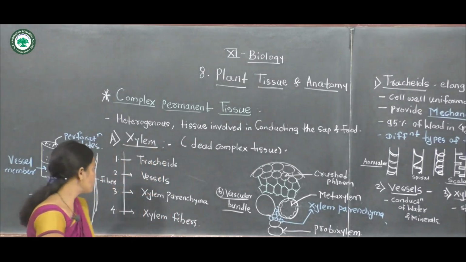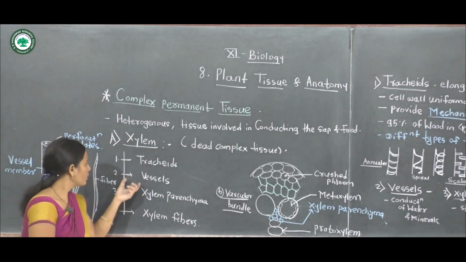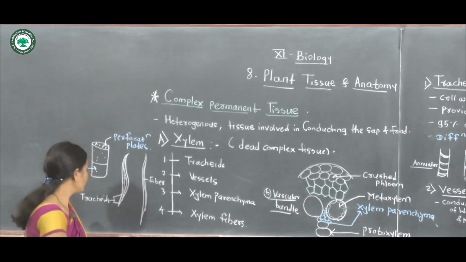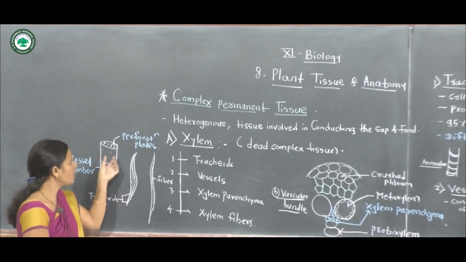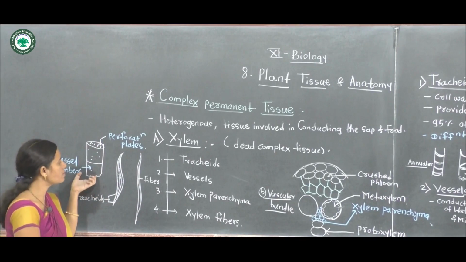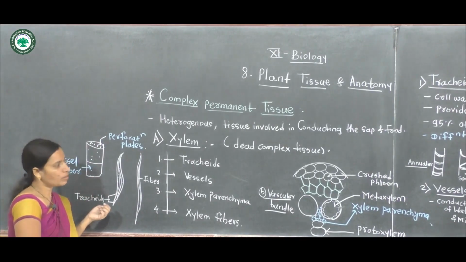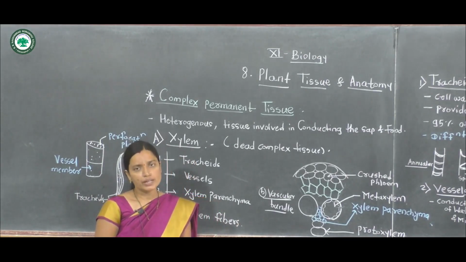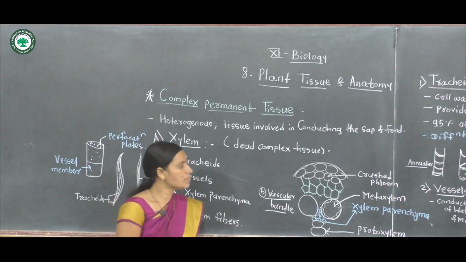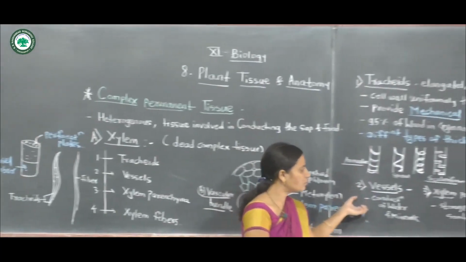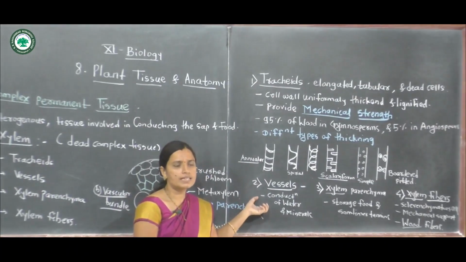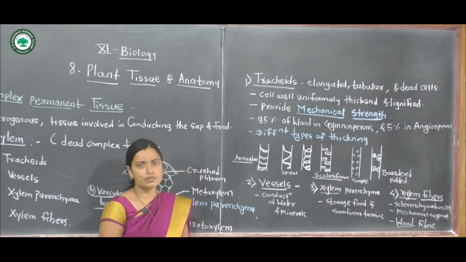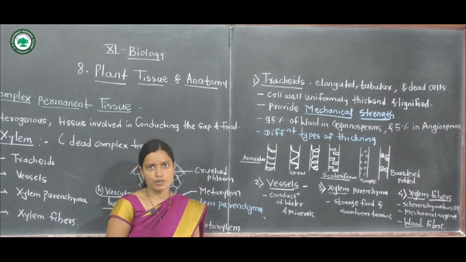The next type of xylem cell is the vessels. Vessels are mostly present in angiospermic plants. This is the structure of vessels, with perforation plates. The most important function of these cells is the conduction of water and minerals, an important role in angiospermic plants.